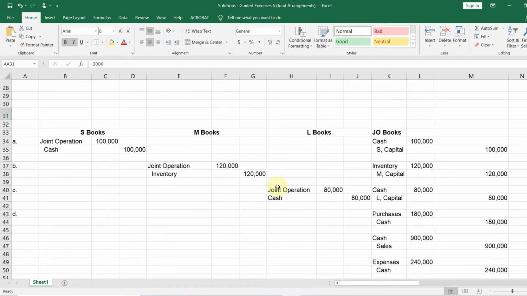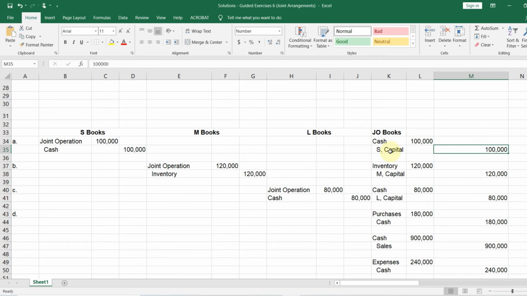problem 2. Assuming na merong separate books, same transactions. So, for transaction A, separate book siya. Nag-contribute si S ng cash o debit, joint operation, 100,000, credit cash, 100,000. Sa books ni JO, debit cash, 100,000 kasi naka-receive siya ng cash, and then credit S capital, 100,000. Okay, kasi palatandaan na nag-contribute investment siya ni S.